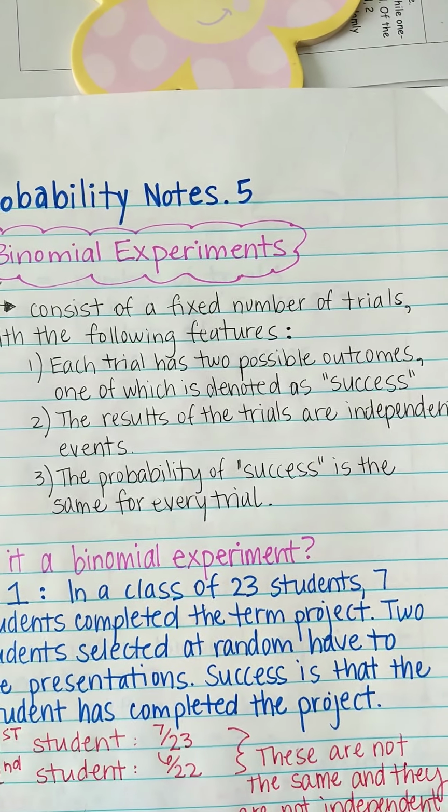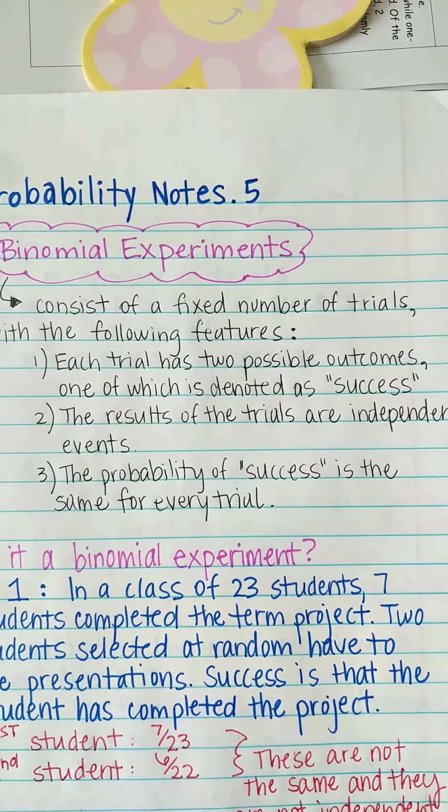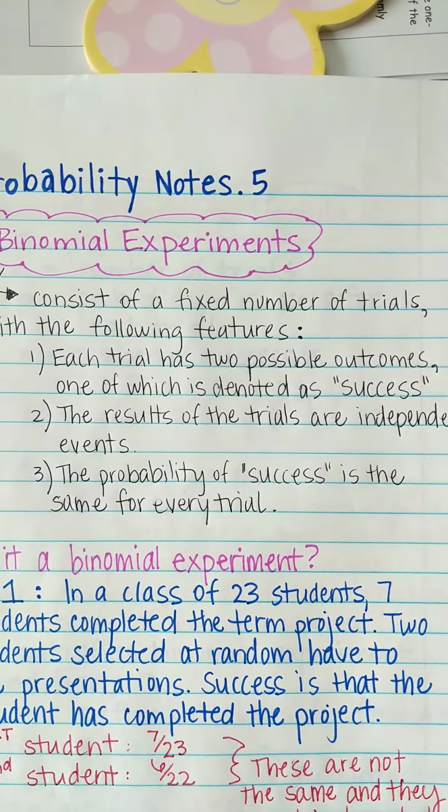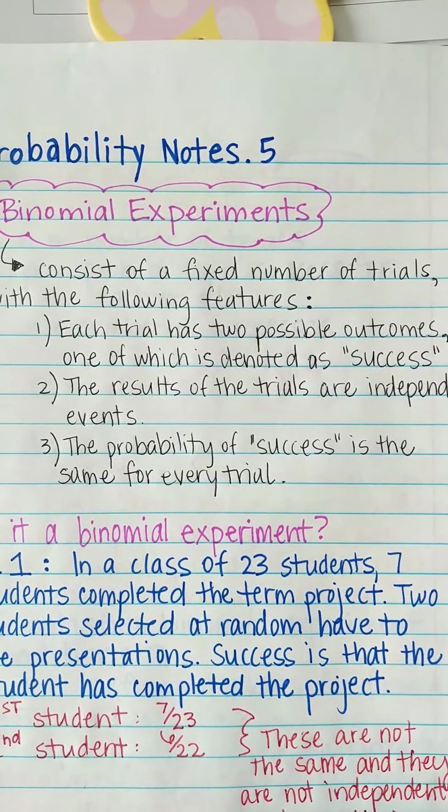An example of this might be flipping a coin, because the two possible outcomes are heads or tails, and we're going to say that heads is the success.